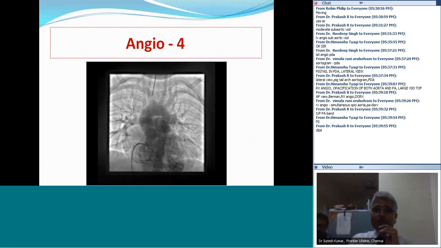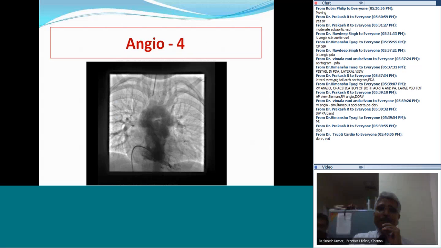What would that clip show? That clip means that the patient has had some form of surgery before, which could well be maybe a BT shunt which he had.